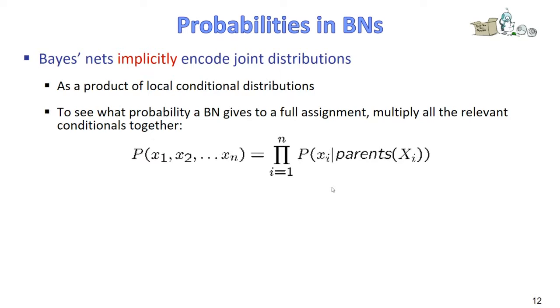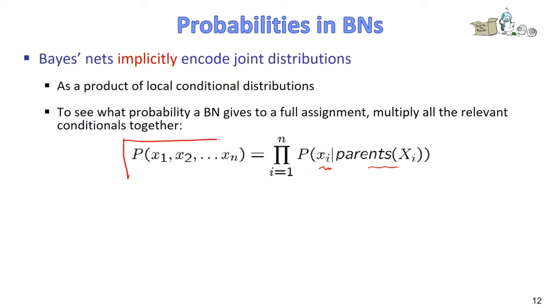So in a Bayes net, the joint distribution P of x1, x2 up to xn is the multiplication of all the conditional probabilities from the nodes. So this is a multiplication from i equals 1 to n. What is n? n is the number of nodes here. P of xi, each variable given its parents only. This is what is encoded implicitly by Bayes nets.